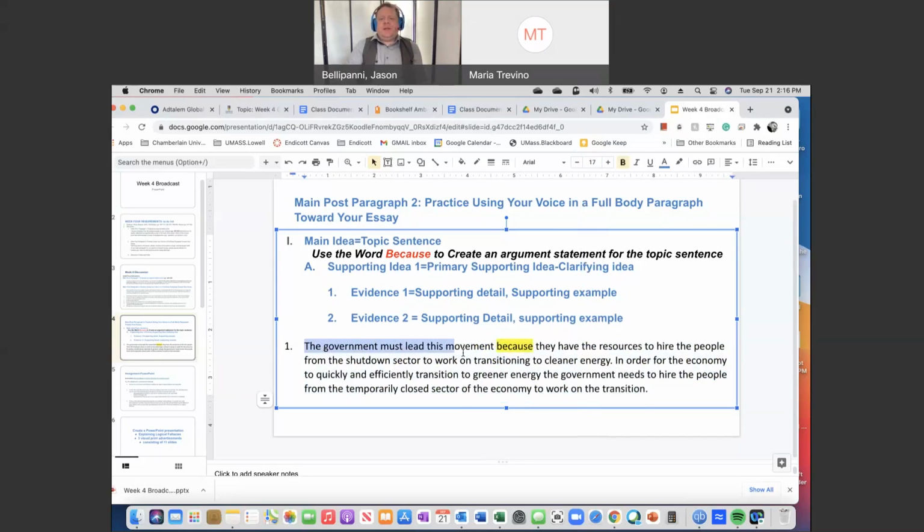So here's the thing, right? I have my main topic sentence, which is in the form of a little argument. The government must lead this movement because they have the resources to hire the people from the shutdown sector to work on transitioning to cleaner energy. I might change the second one. But anyway, in order for the economy to quickly and efficiently transition to greener energy, it's repeating the same thing. I was worried that people wouldn't get it, so I was going to say the same thing.